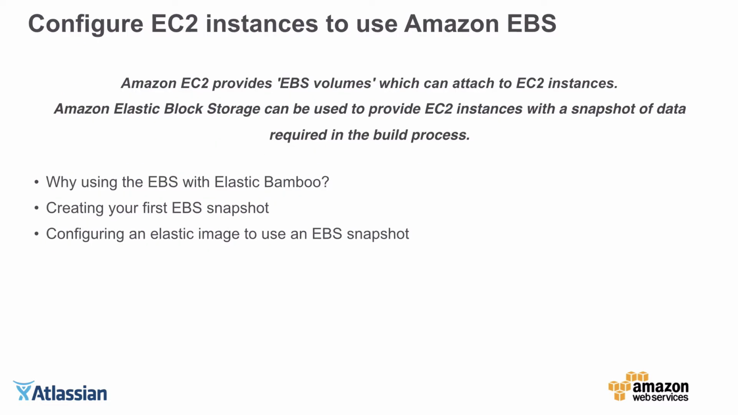Another component of AWS you might want to consider using with Bamboo is Amazon EBS, which is Elastic Block Store. These are persistent block devices that persist independently from the life of an instance. So for example, if you terminate an Elastic agent that has an EBS volume attached to it, that volume will still exist afterwards. You can attach it to a different Elastic agent and still access the data on that device. We'll dig in a little bit more in the demo later on about how you can use EBS tightly with Elastic Bamboo.